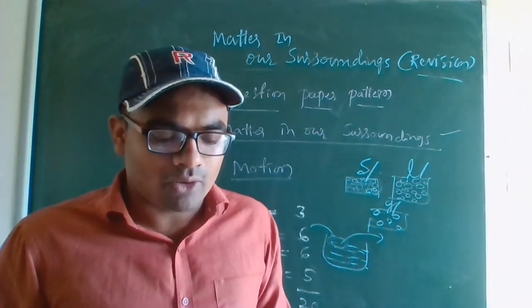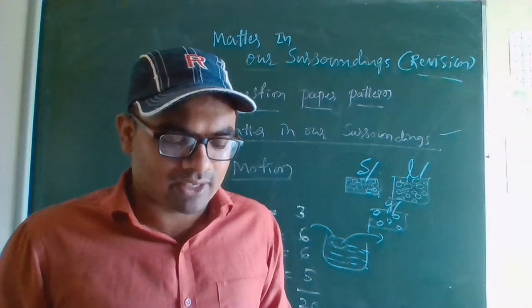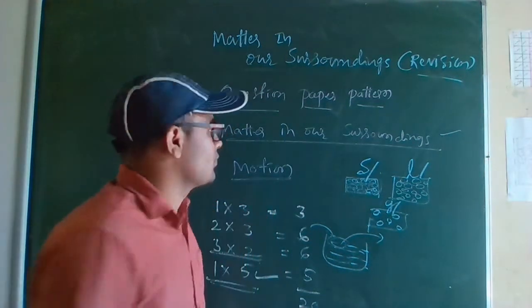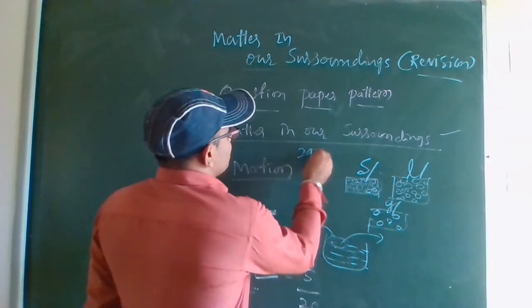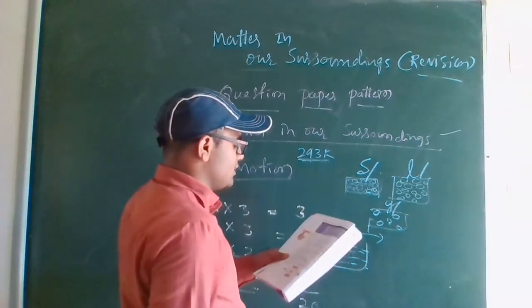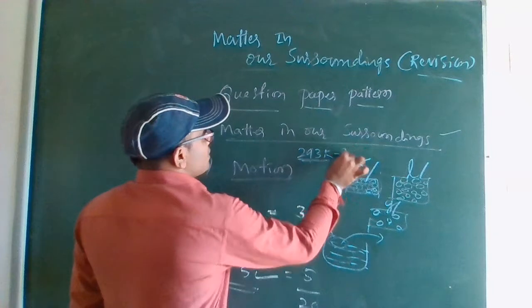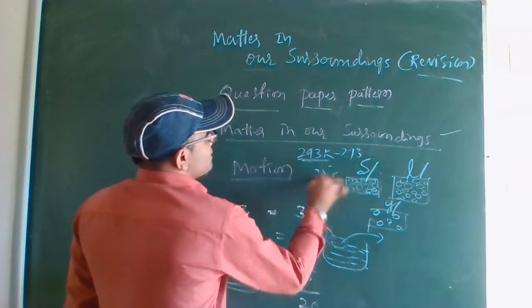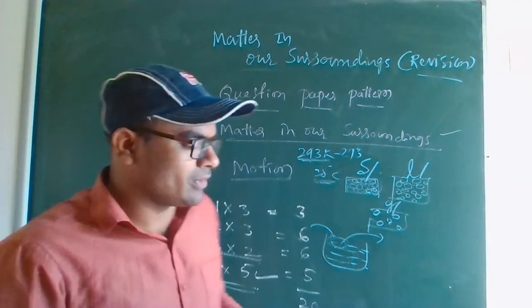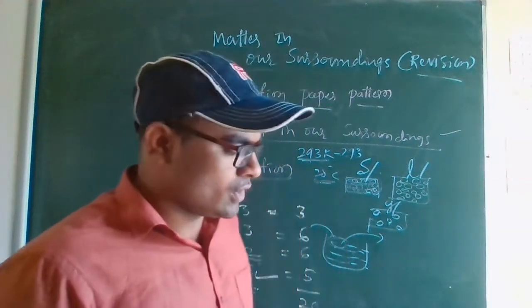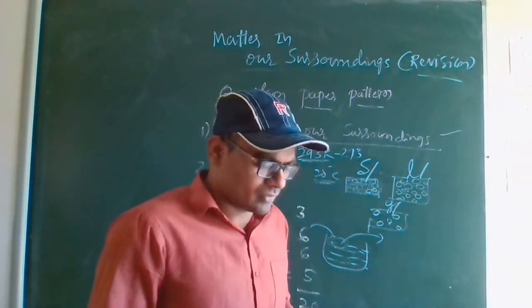Exercises. Convert the following temperatures to the Celsius scale. 293 K, 470 K. So 293 K, you have to convert it to Celsius, subtract 273, so 20 degree Celsius, you already know this. 470 K minus 273, so we will get 197 Celsius.